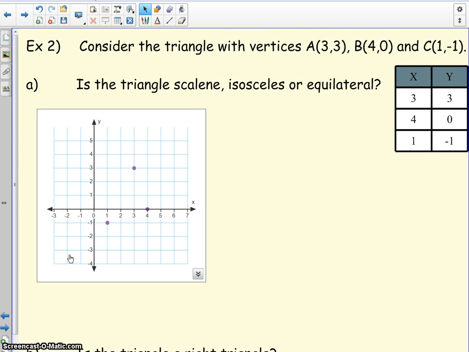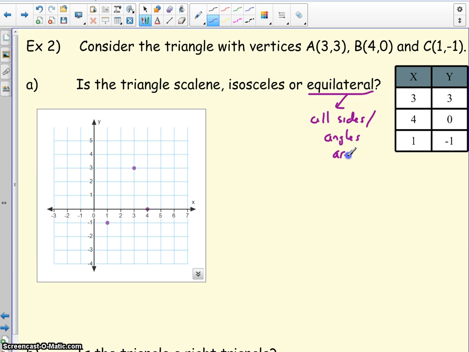So let's take it a step further here, and now we're going to look at a triangle with vertices at 3, 3, 4, 0, and 1, negative 1. And I'm going to ask you if the triangle is scalene, isosceles, or equilateral. So let's just go over those definitions first. So if a triangle is equilateral, that means that all sides are the same length. So all sides and angles actually are the same. Okay, isosceles means you have two identical sides.